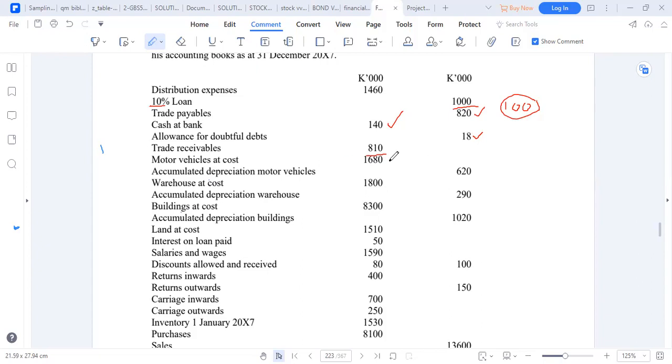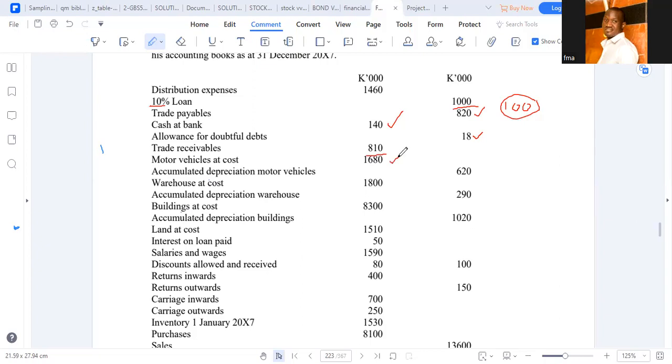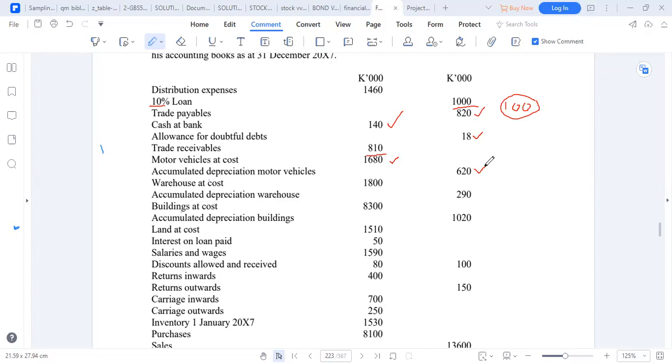Motor vehicles at cost is 1680. Now, whenever we're considering depreciation, there are two costs on depreciation. So motor vehicle is 1680, and the depreciation for motor vehicle is what? 620. And listen to me carefully. If they ask you to calculate depreciation 10% at cost, just calculate 10% of 1680, which is 168. That one is what you charge in the profit and loss account under other expenses.